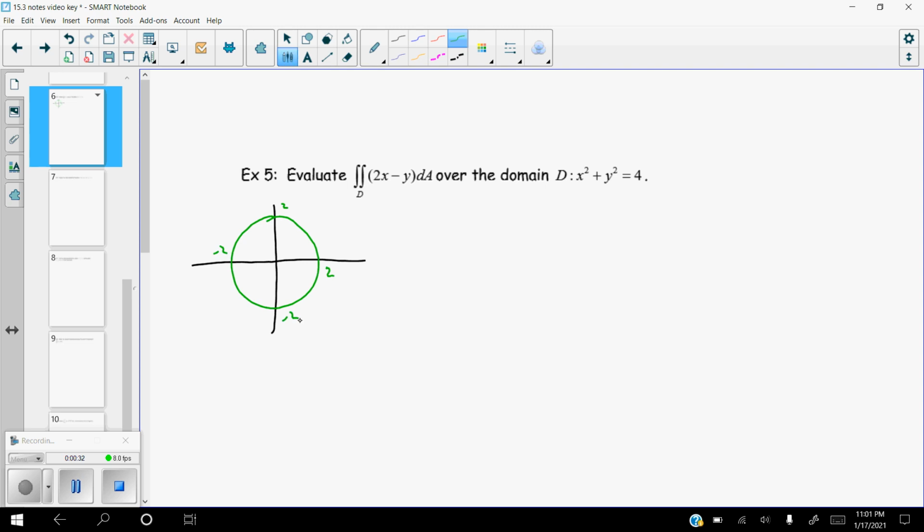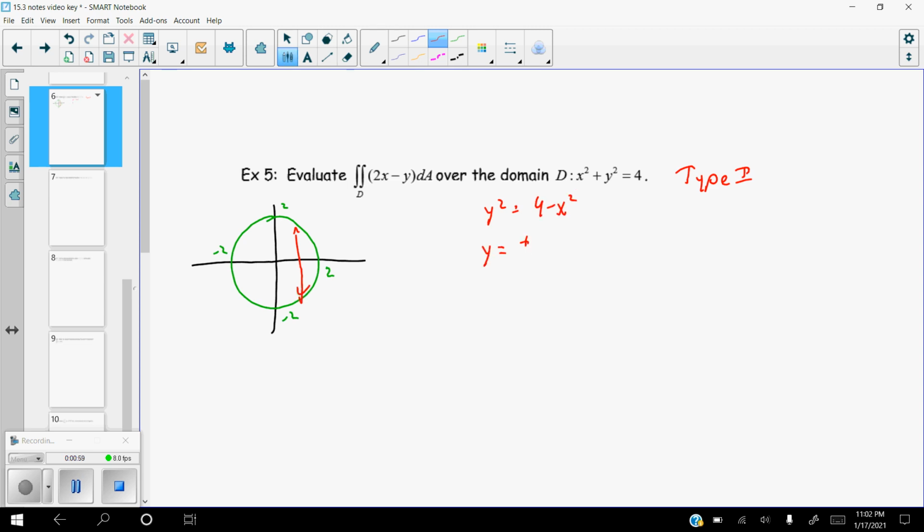So if we're going to do this as a type 1 region, which to me just seems like the easiest because I prefer to do type 1 if possible, it's going to be top to bottom, which means we need to solve this equation for y. Our domain equation needs to be solved for y. So that's going to be y squared equals 4 minus x squared, take the square root.